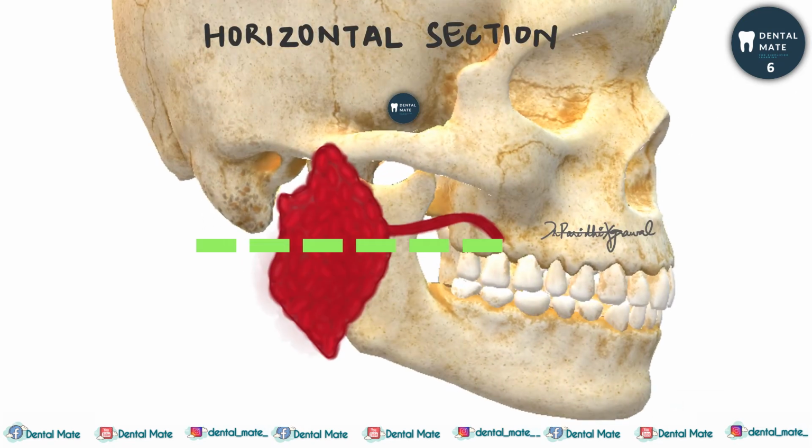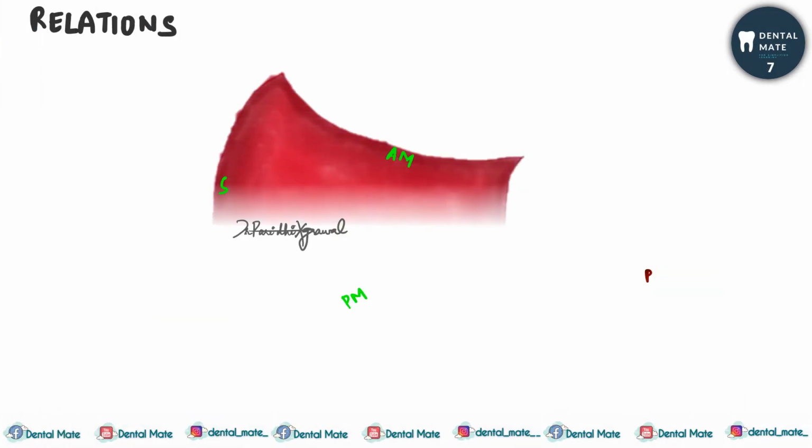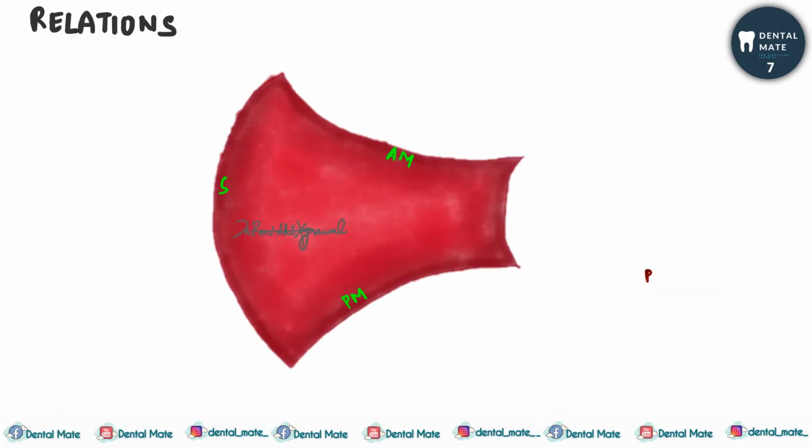Next, if we take a horizontal section of the parotid gland, we see the anteromedial and posteromedial portions. Now if we look at this horizontal section through the parotid gland, we'll see the structures related to and the structures piercing through the parotid gland. We have the superficial surface, along with the superior surface, the anteromedial and the posteromedial surface. Let us see what structures are related to this.